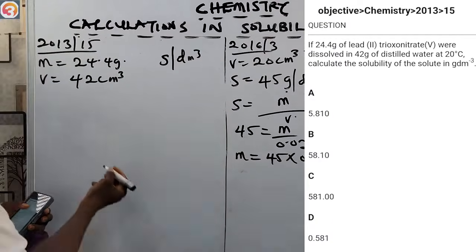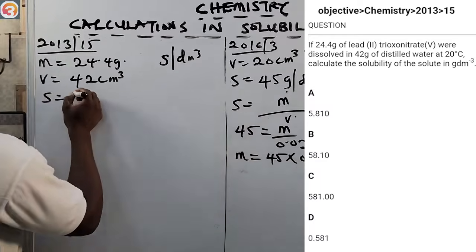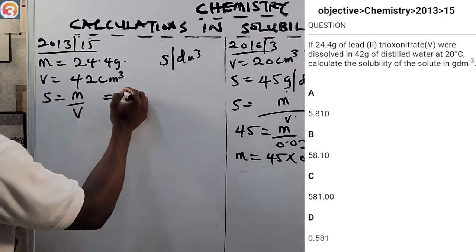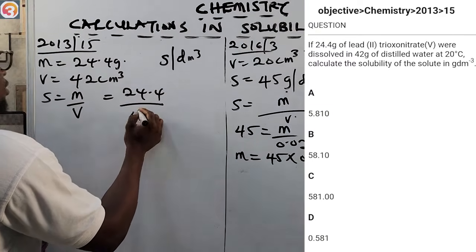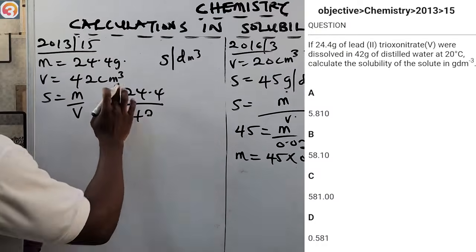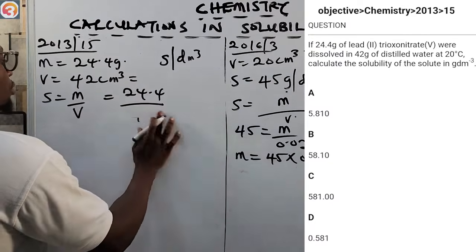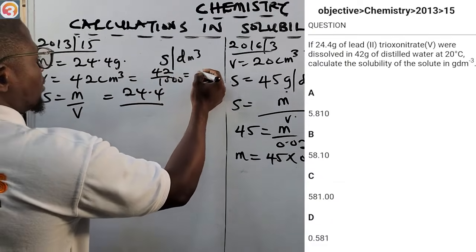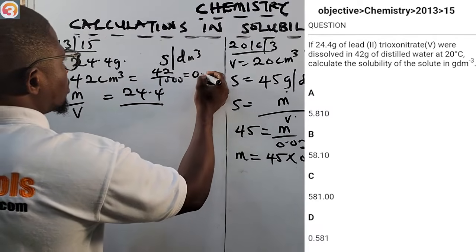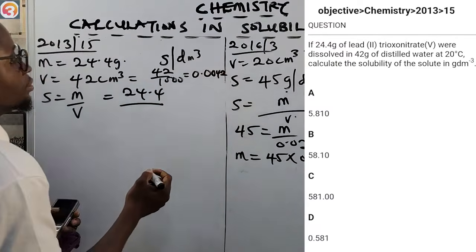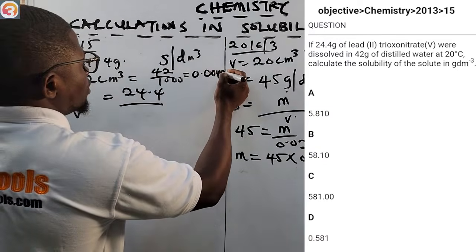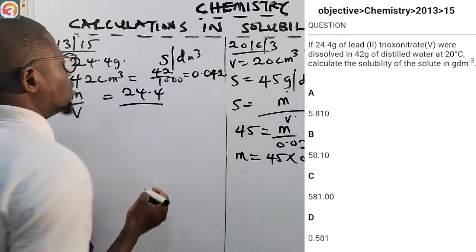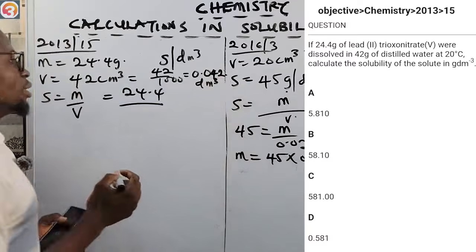It's almost similar to this question. So our JAMB formula is S equals M over V also. We do not know S, so we know M to be 24.4, all over the volume, which is 42. Actually, we need to convert this 42 first of all to dm cube. 42 over 1000 gives 0.042 dm cube. All right, so that will be our volume.